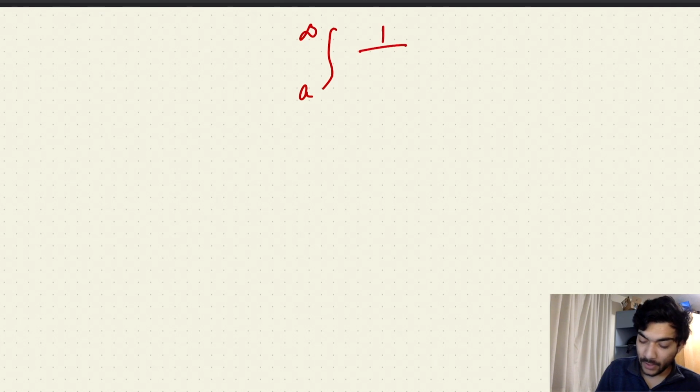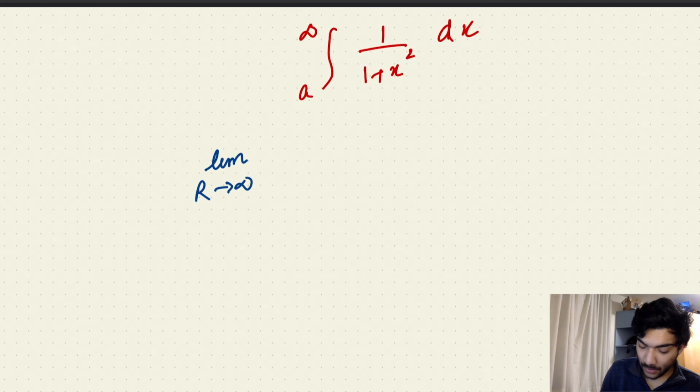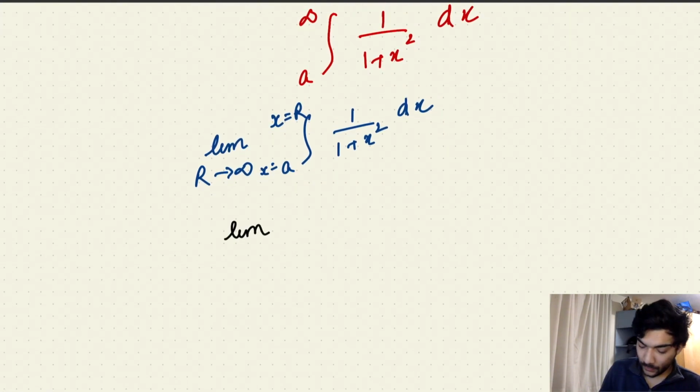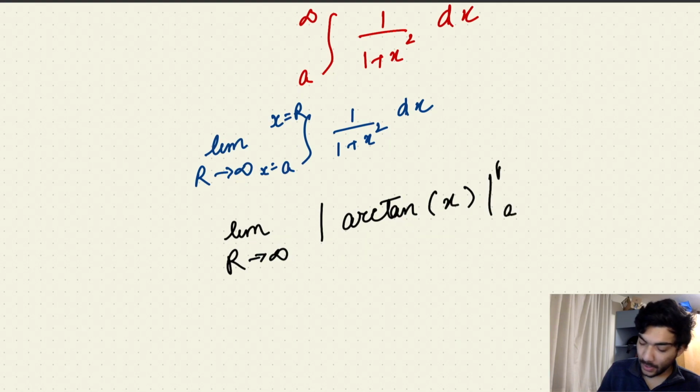So let's do that. Now our main question is calculating the integral from a to infinity of 1 upon 1 plus x square dx, right? And again, in order to solve this integral, we'll take the limit as capital R approaches infinity of the same integral from x equals a to x equals R. And you know that this integral is basically arctan x. So we'll take the limit as R approaches infinity of arctan x, and the limits are a and R.